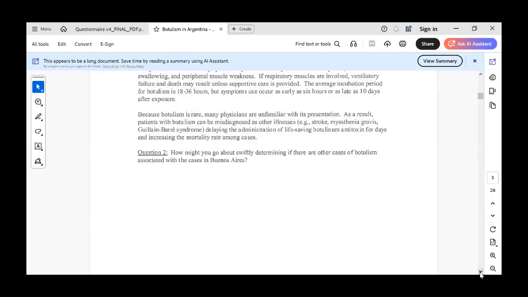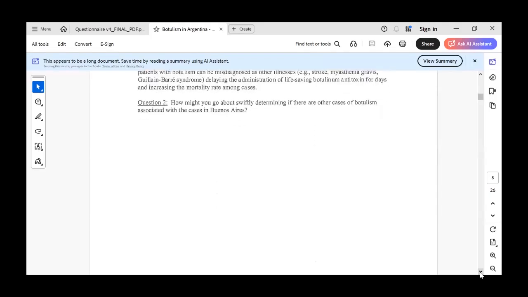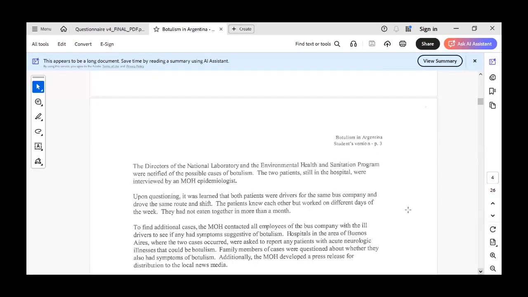But note that in this case, you're doing both active and passive surveillance. So you educate the public and give them instructions on what to do if they have certain symptoms, but you're also going out to the hospitals, to the emergency rooms, to the physicians, to the laboratories. You not only rely on them reporting cases, but you also do some active surveillance.